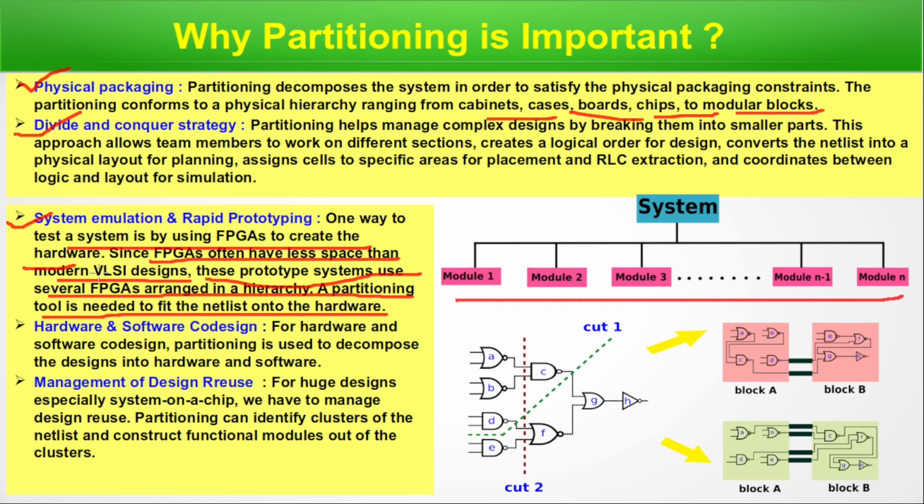Now hardware and software co-design. For hardware and software co-design, partitioning is used to decompose the design into hardware and software. Management of design reuse: for huge designs, especially system on chip, we have to manage design reuse. Partitioning can identify clusters of the netlist and construct functional modules out of the clusters. Parts of a design can be reused. That actually saves time and money. In that case also, partitioning helps.